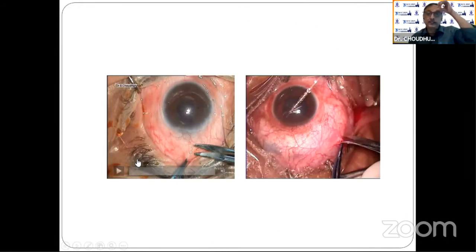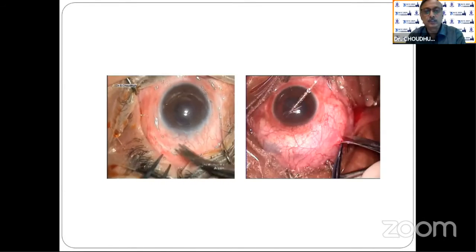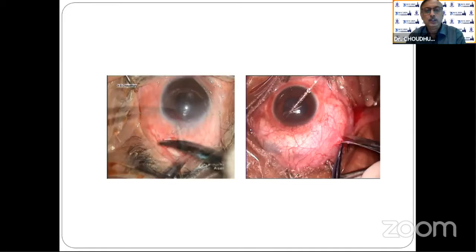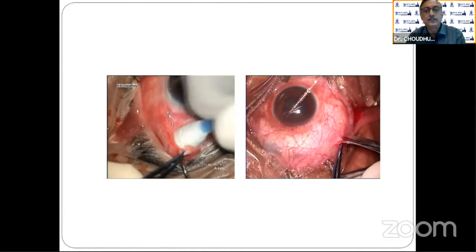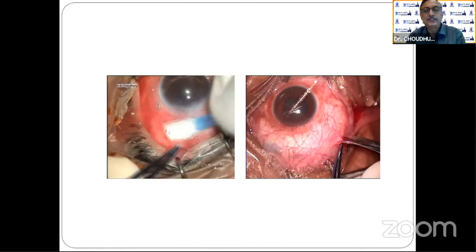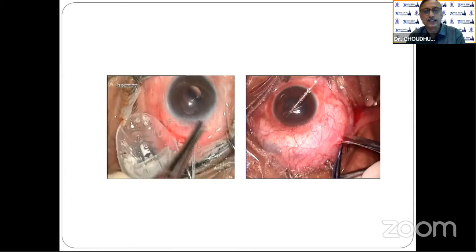So these are the two videos I will show you. Number one video is where an Ahmed glaucoma valve is being used. It is a pseudophakic glaucoma. We had high intraocular pressure with neovascularization. Anti-VEGF was given and the neovascularization reduced. The plan for surgery was to go directly for the Ahmed glaucoma valve.